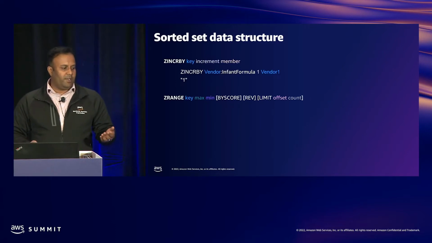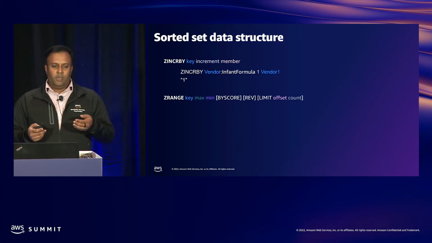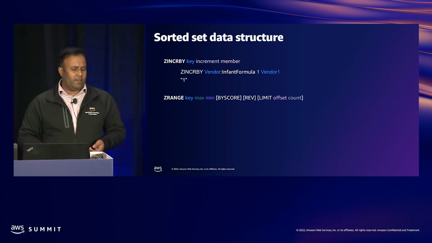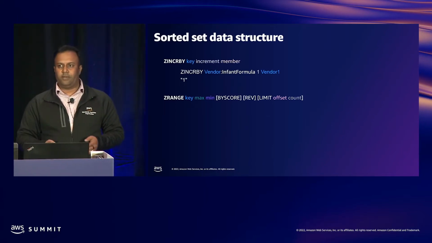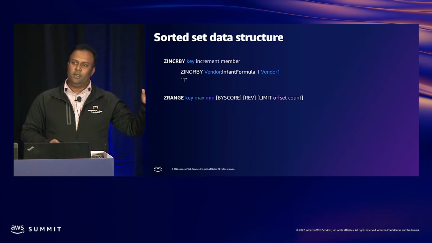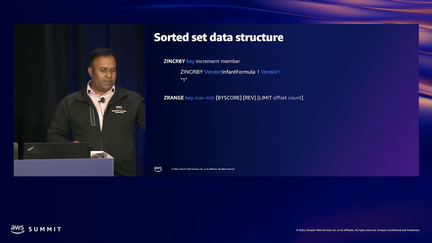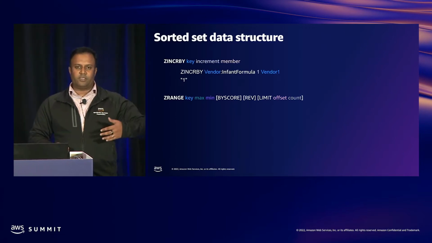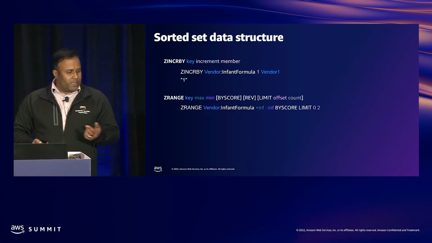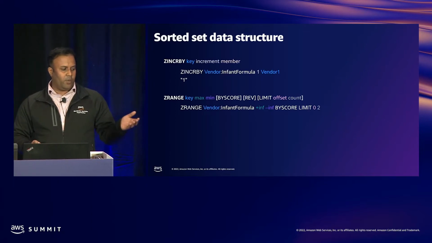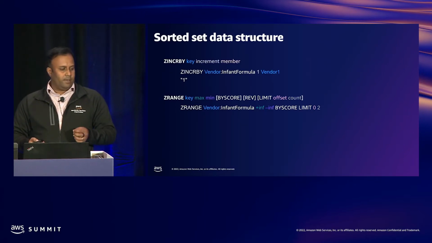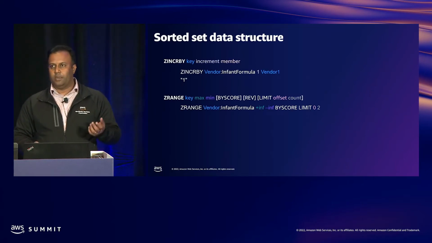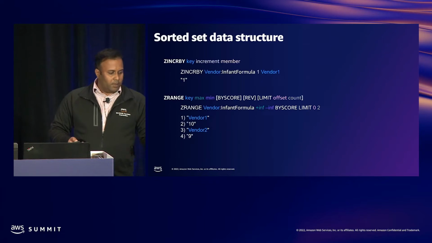And if you do a ZRANGE, and you want to order it or score it, and you want to score it in reverse, so that the vendors with the highest orders getting fulfilled show on the top, and the vendors with the least show on the bottom. You would do something like ZRANGE vendor infant formula, plus infinity to minus infinity, or min to max. And then you would pass BYSCORE and REV if you want to do it in the reverse order. And then you would just limit it if you want the top two. You get back the results for that.